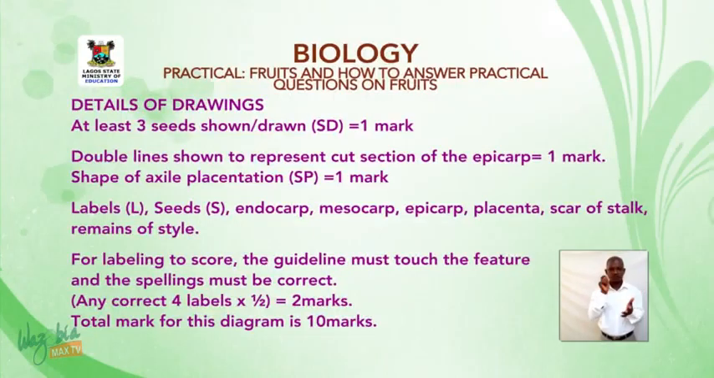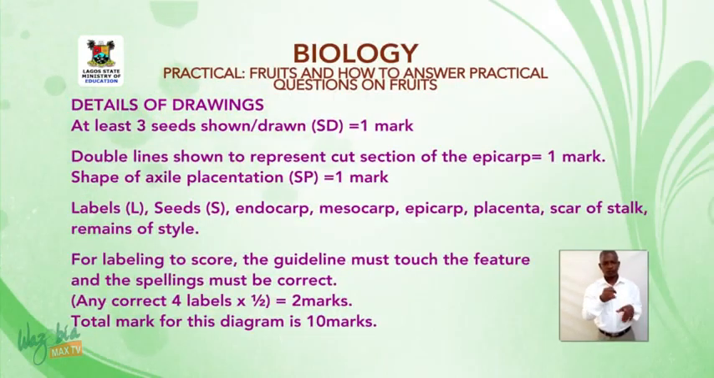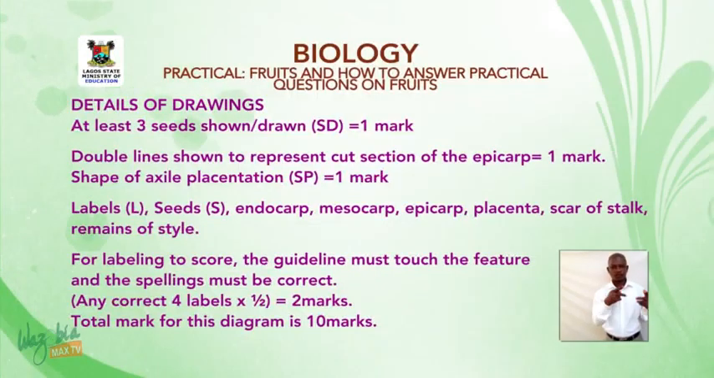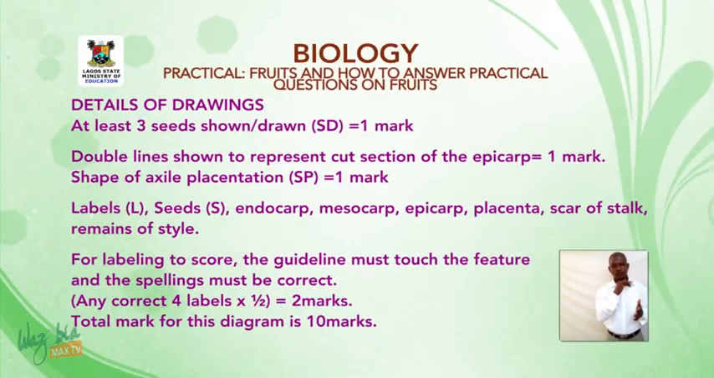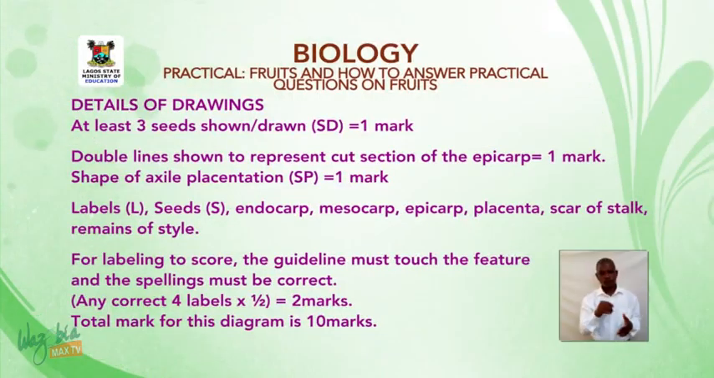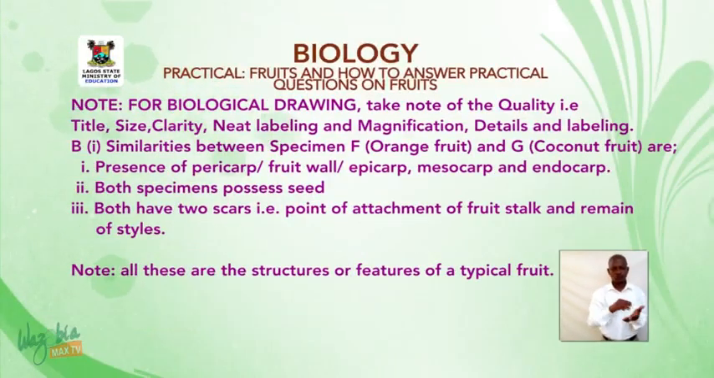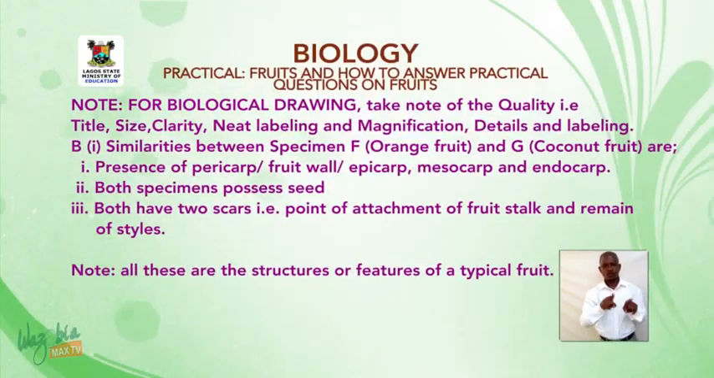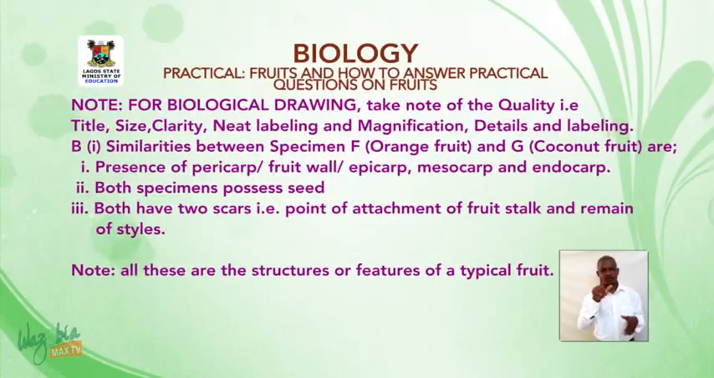Have a tick for each point. For labeling to score, the guideline must touch the feature and the spellings must be correct. Any correct 4 labelings times half give us 2 marks. Total mark for this diagram is 10. Note: for biological drawing, take note of the quality of the drawing, that is, title, size, clarity of lines, neat labeling, and magnification. Also note details and labelings.